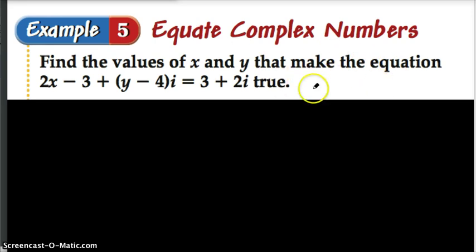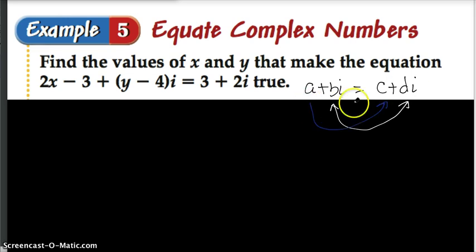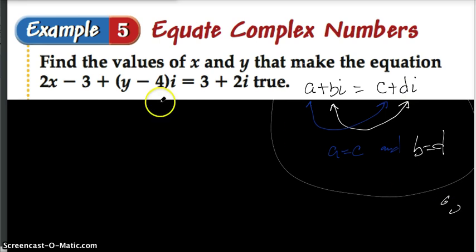So here's a little thing. If I told you that a plus bi is equal to some other number, c plus di, the fact is the imaginary parts, that's the i part and the i part, these guys must be the same, and these guys must be the same. So in this instance, if I told you that this was the case, then that means a has to equal c and b has to equal d. All right. So this is the thought that we're thinking about as we approach this problem.